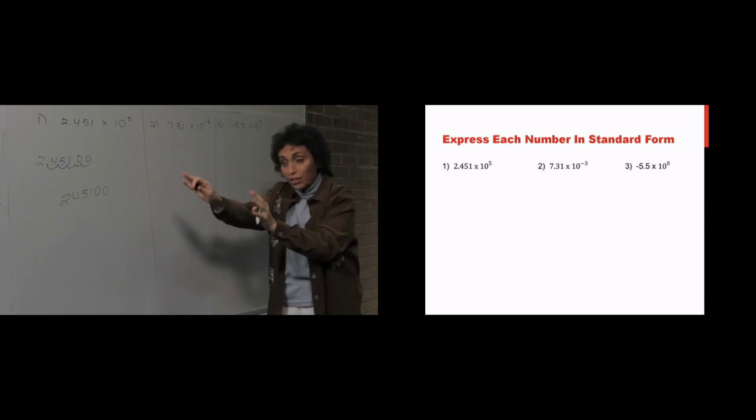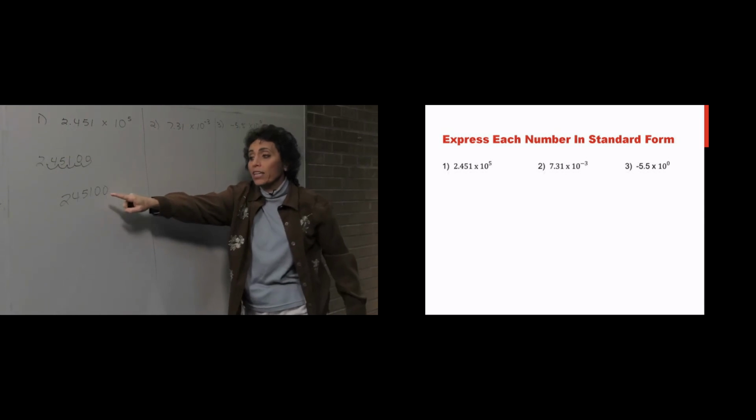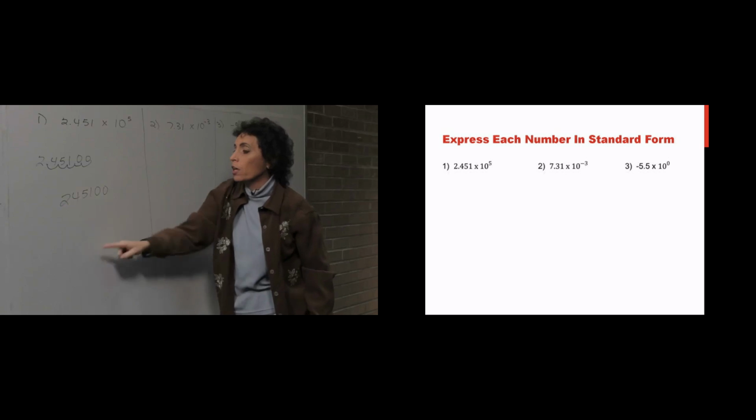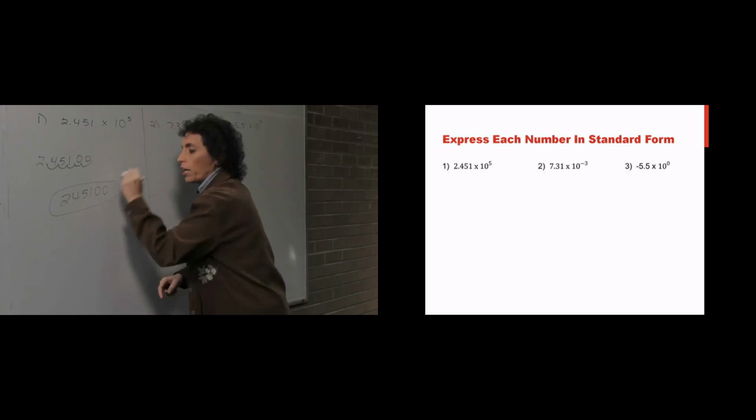245,100. Take the decimal out of the number because the decimal is now here. Don't keep the decimal there because then you haven't changed the number. Okay? So this is your final answer in standard form.